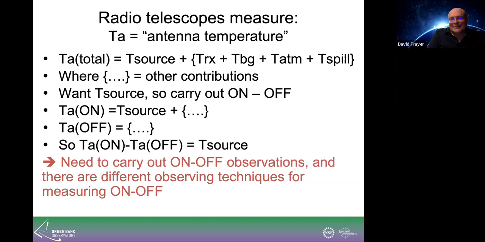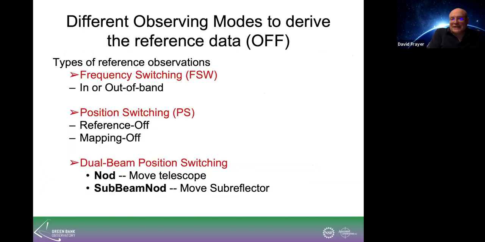The techniques in radio astronomy, the different modes of observing, are defined by how you carry out your on minus off observations. There are lots of different ways of doing this. The two main ways are frequency switching and position switching, and I'll explain this a little bit in the following slides. The idea behind frequency switching is you're just looking at your source on the sky. You don't move the antenna. You flip the LO frequency, and that's how you do your on and off.